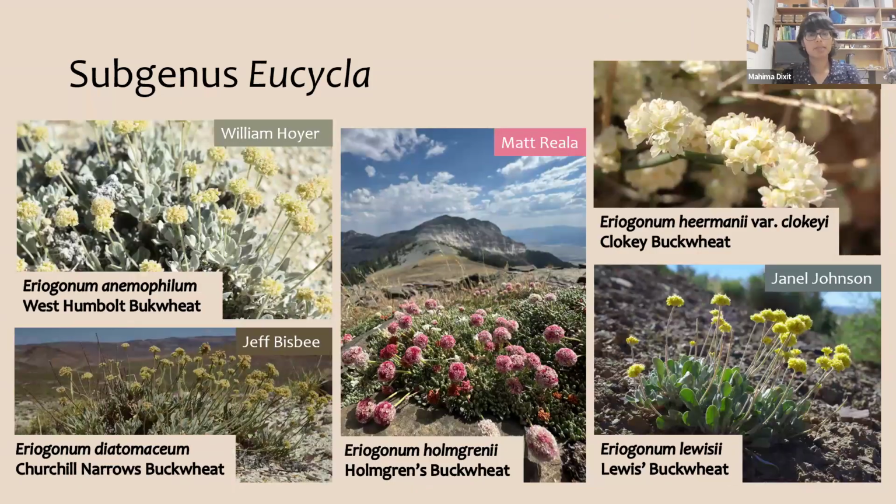And here are some other endemic buckwheats in this subgenus, including the West Humboldt buckwheat, the Churchill Narrows buckwheat, Holmgren's, Lewis's, and the Clokey buckwheat.